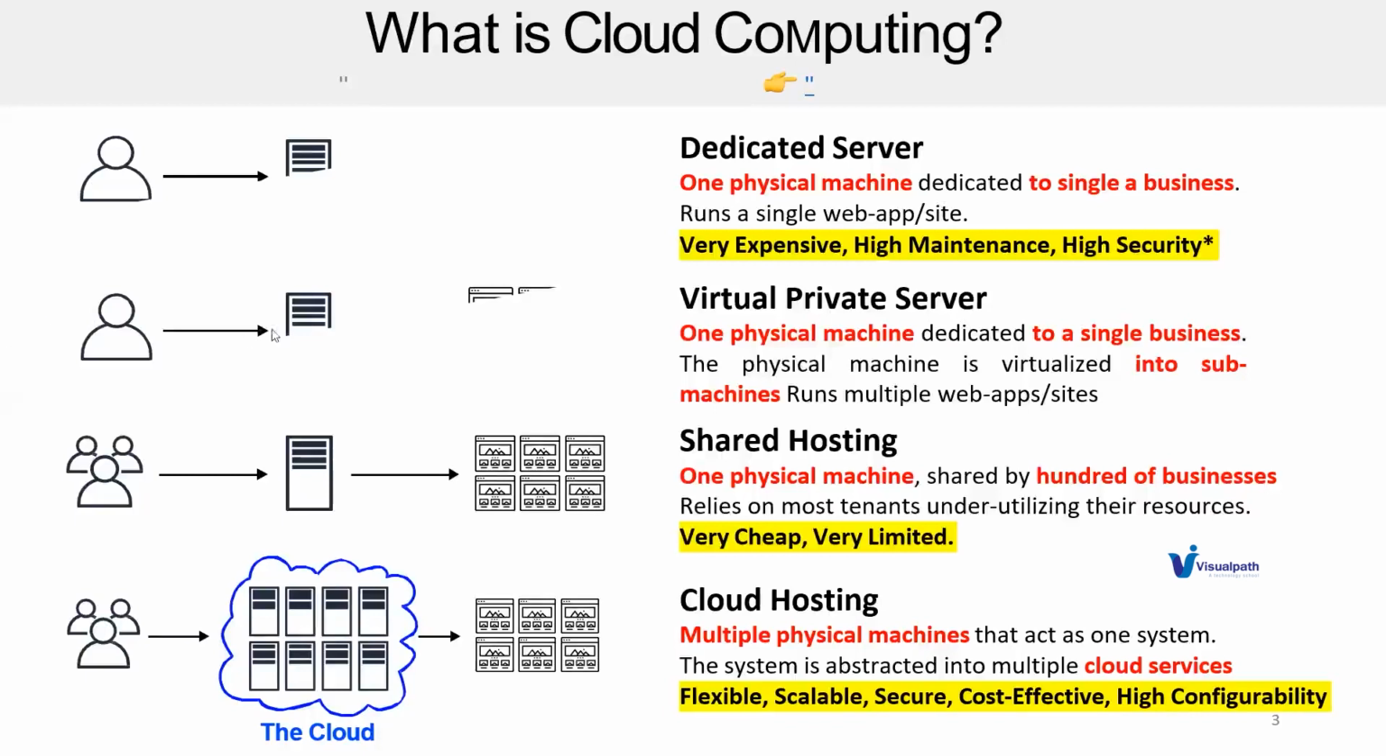And what is virtualization here? I have told you: you have one machine, but we can virtualize it into multiple sub-machines so that on each one we can run different applications. That is your VPS, virtual private server.